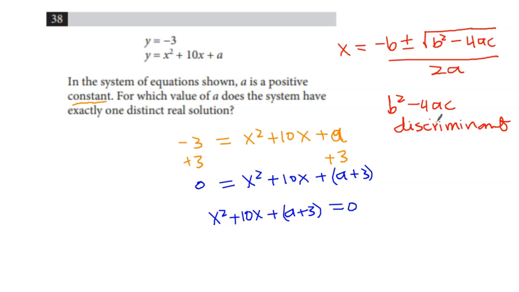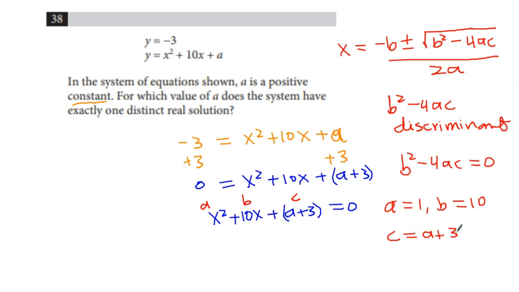So for us to have one real solution, that means this has to be equal to 0. So you're going to look at this equation, and here is your a, b, and c, and that has to be equal to 0 for you to get a real solution. So that will help us to find our a. Our a is equal to 1, our b is equal to 10, and our c is equal to a plus 3. So we are plugging into the formula. We get 10 squared minus 4, and the a is 1, c is a plus 3, and that has to be equal to 0.